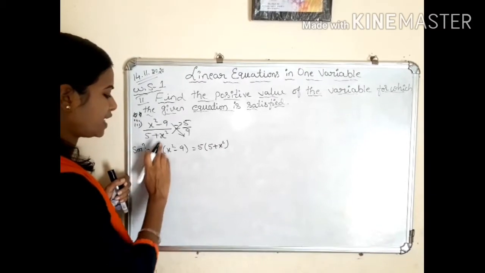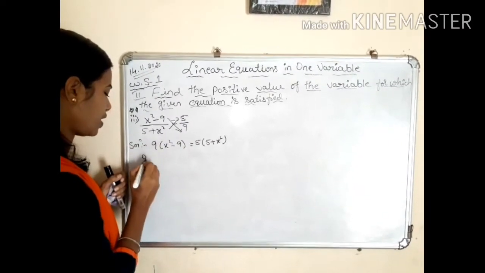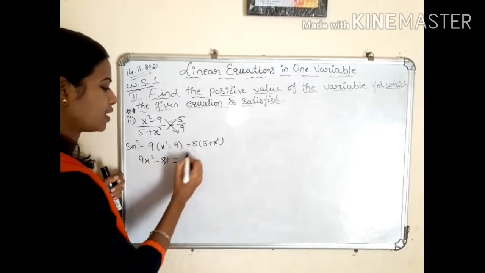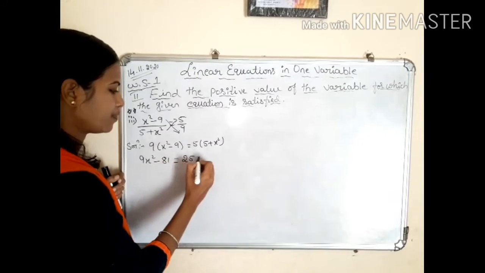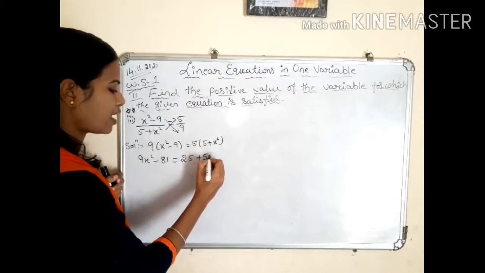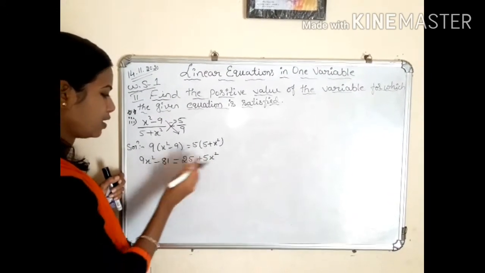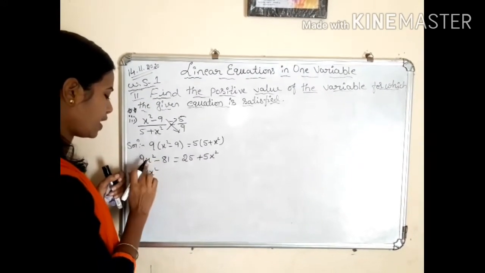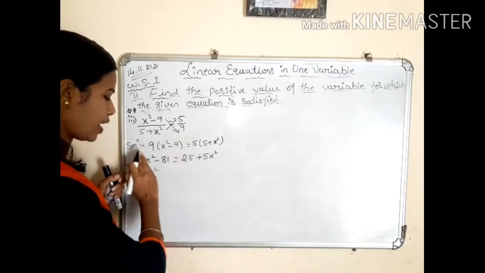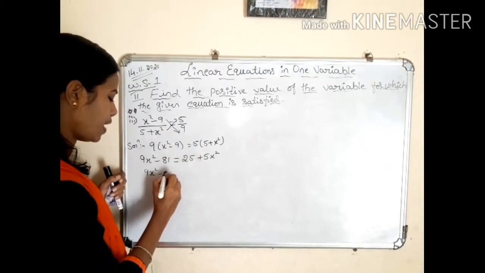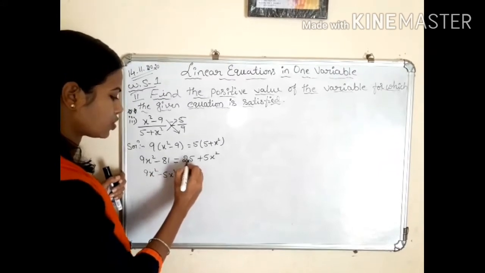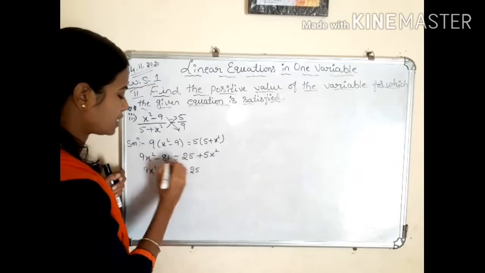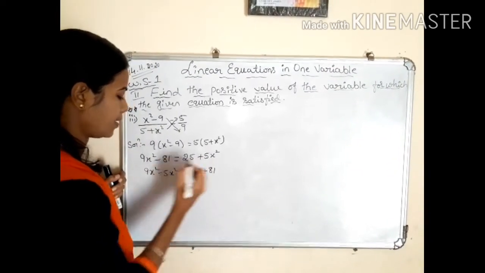So multiply 9 inside the bracket. 9 into x², 9x² minus 9 nines are 81 is equal to 5 fives are 25 plus 5 into x², 5x². Take all the x² terms to the LHS side. 9x² write as it is, plus 5x² take to the LHS, it becomes minus 5x² is equal to 25 write as it is. This number take to the RHS side. Minus 81 converts into plus 81.